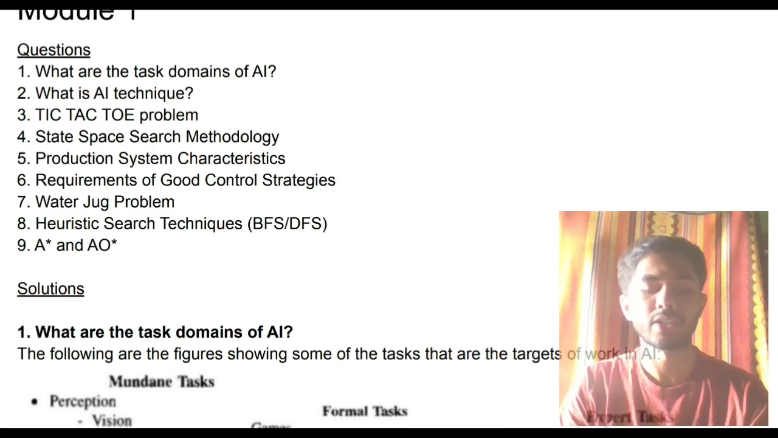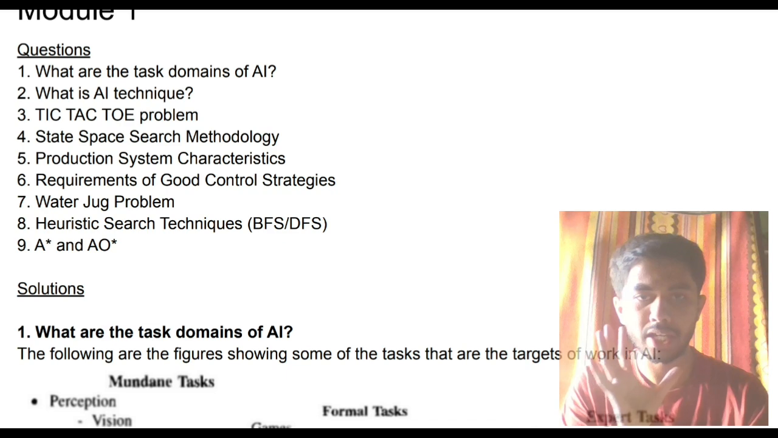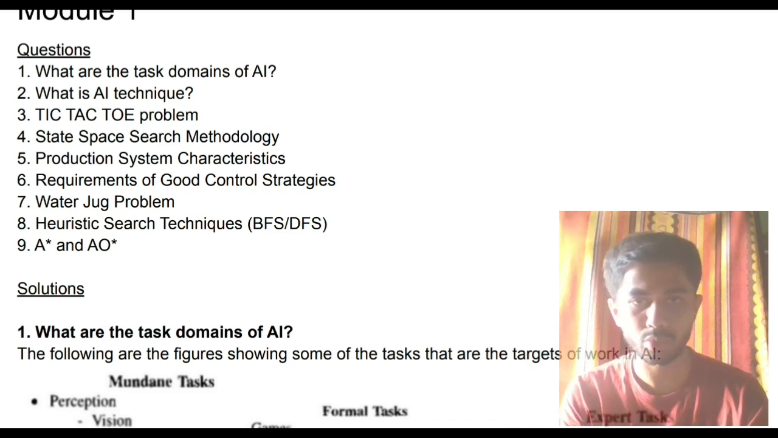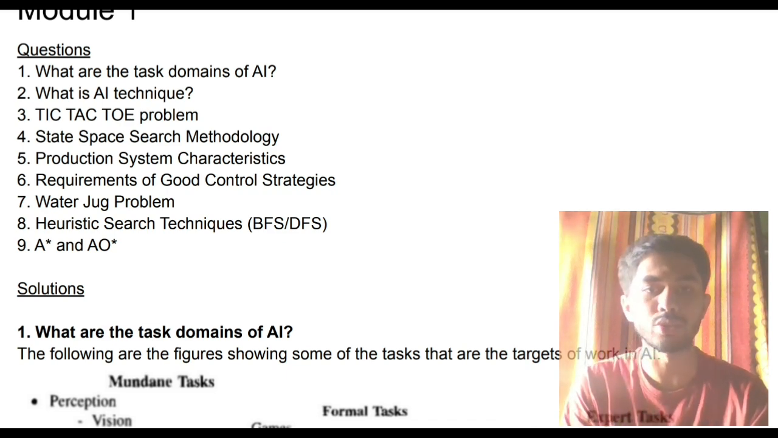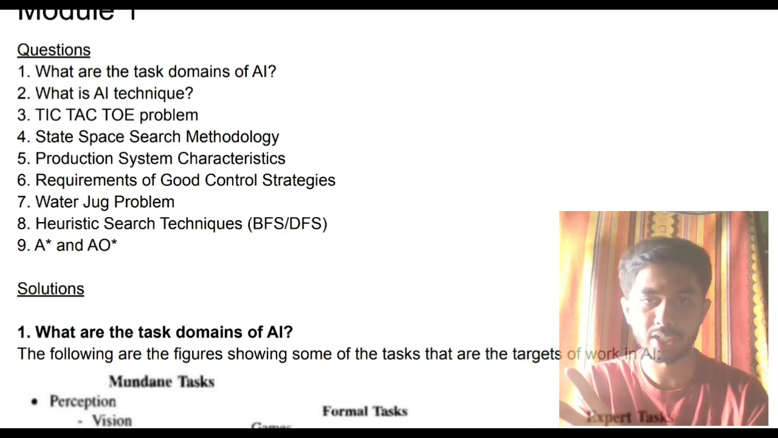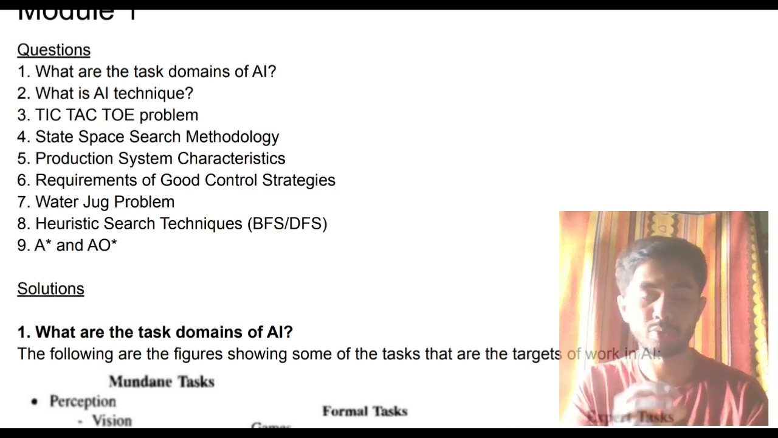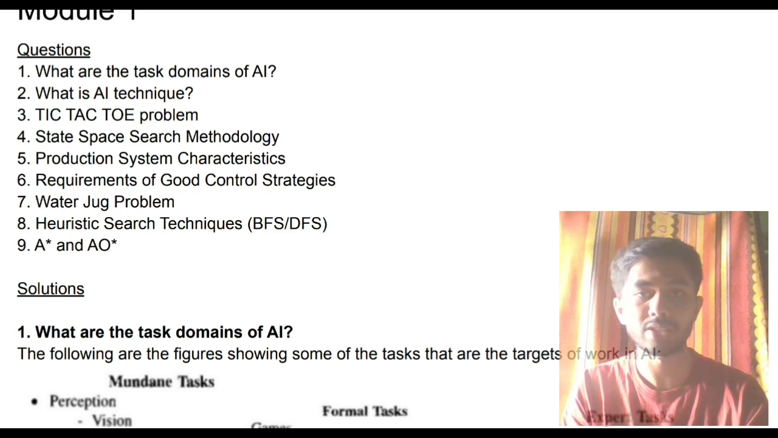Okay, so the task domains of AI, there are the general things you can observe, like where all AI is used. It's used for gaming, it's used in your YouTube algorithm or the recommendations you get. It's used in social media as well, for finding out the network of friends, who is related to whom, which person will like which person. Those algorithms are all based on AI, that is, artificial intelligence, right?